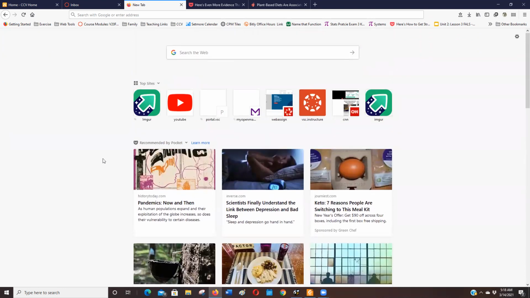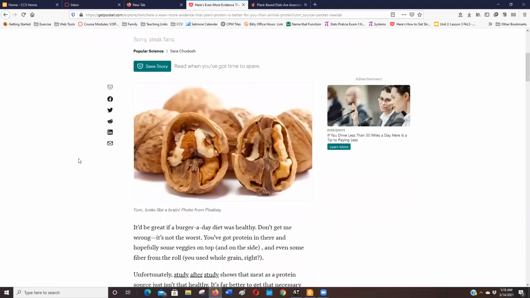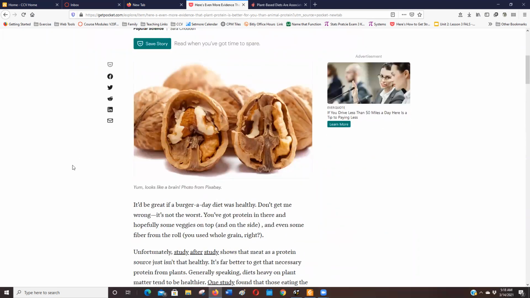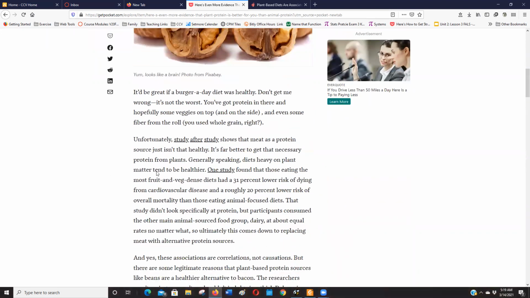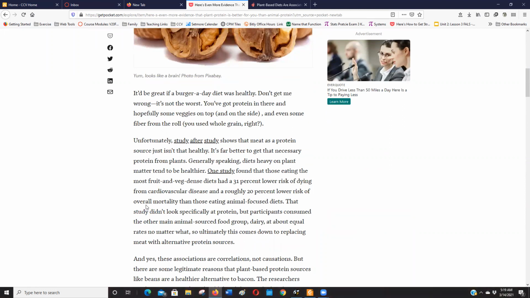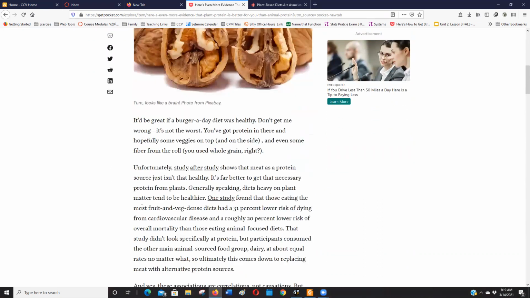Anyways, it was this article about more evidence that plant-based protein is better than animal protein, and trying to lose weight and stay healthy. I'm a sucker for these kinds of things to look at. And then I'm reading down through, and it says one study. So what people will try to do, and they do this incorrectly, is they'll use an article like this to meet that find a study assignment.